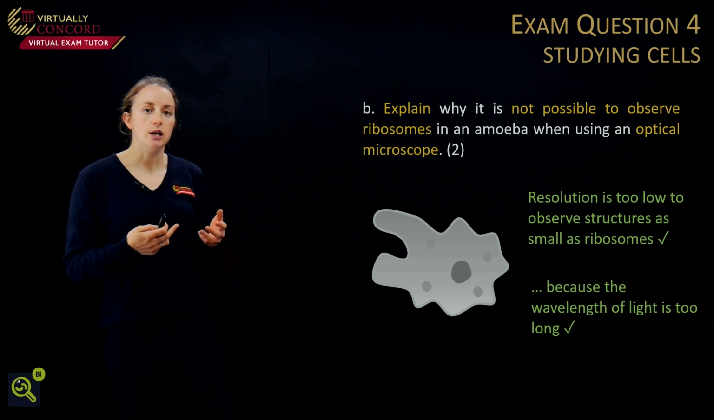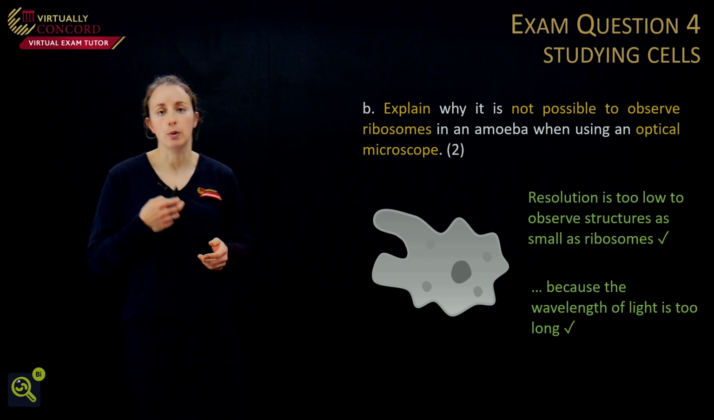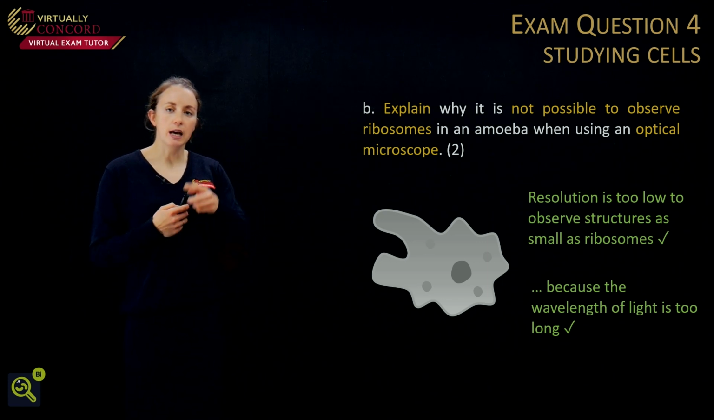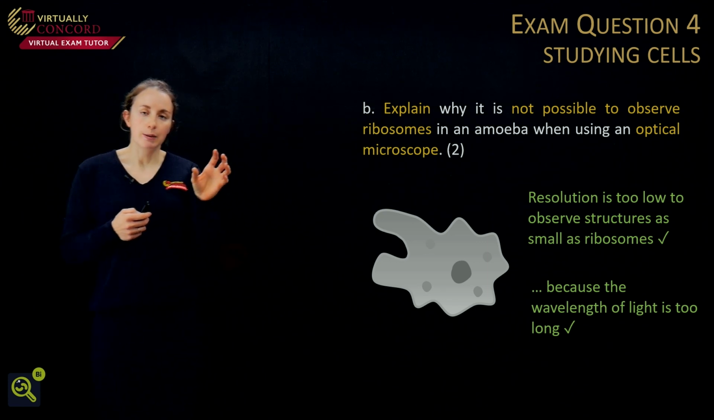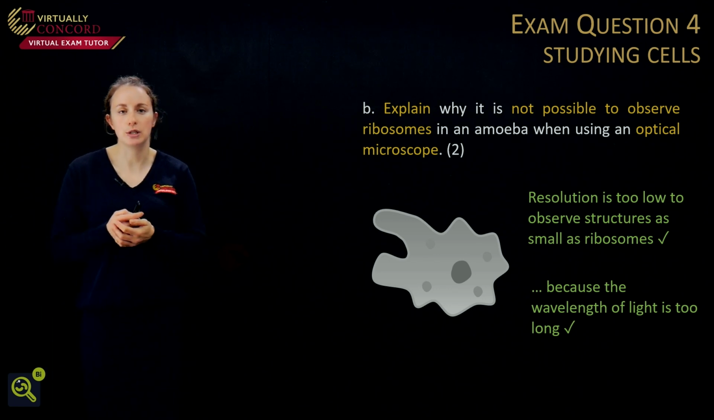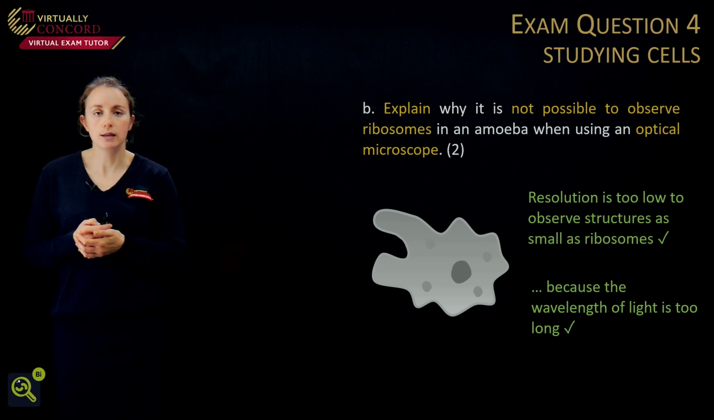And the reason the resolution is so low is because the wavelength of light is very long compared to, for example, the wavelength of electrons when you're using an electron microscope. And because of that large wavelength, you aren't able to distinguish really small things such as ribosomes as separate to each other, whereas you can see large objects such as your nucleus.